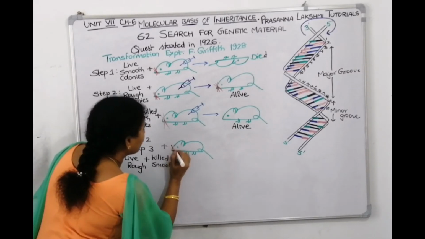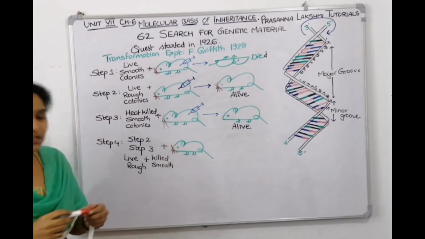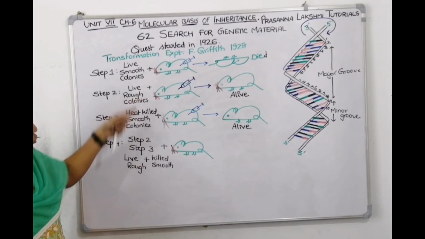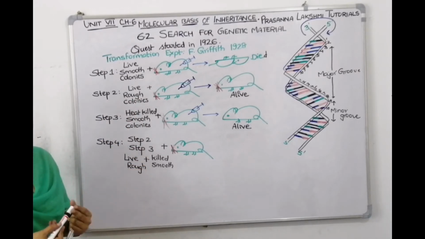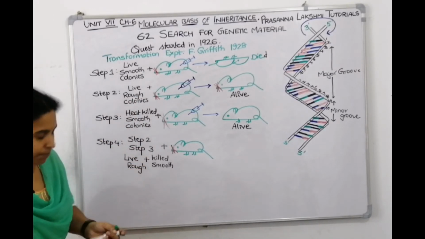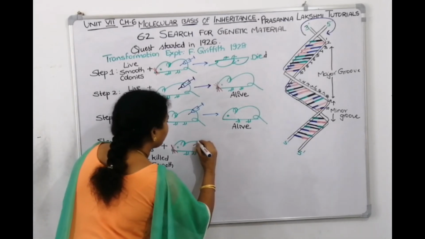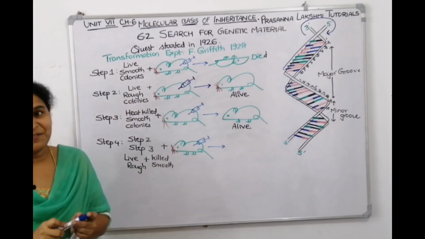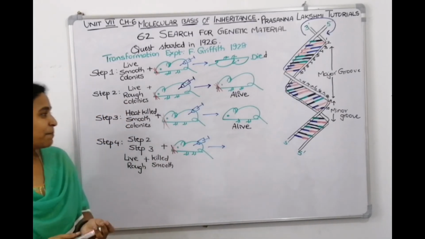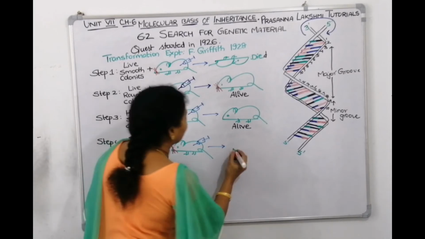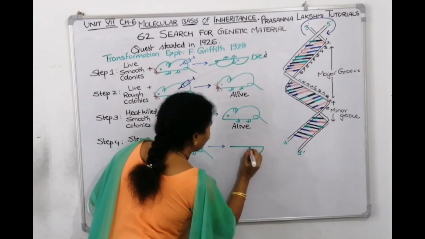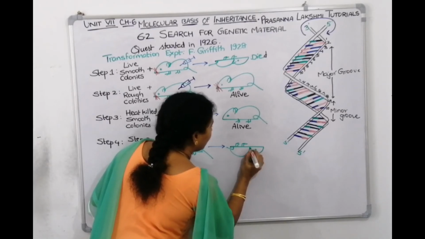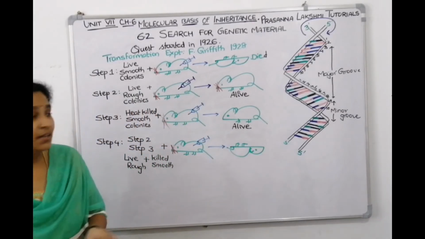Now see. In the second case, mice is alive. In the third case also, mice is alive. Now, when you inject together, then he is expecting mice to be alive, right? He is expecting mice to be alive, but for his surprise, for our surprise, mice is dead. Mice died.